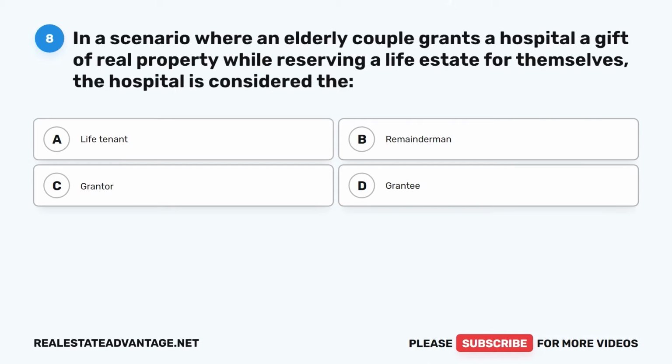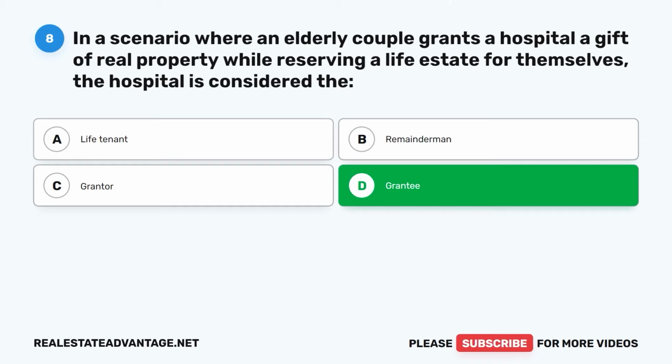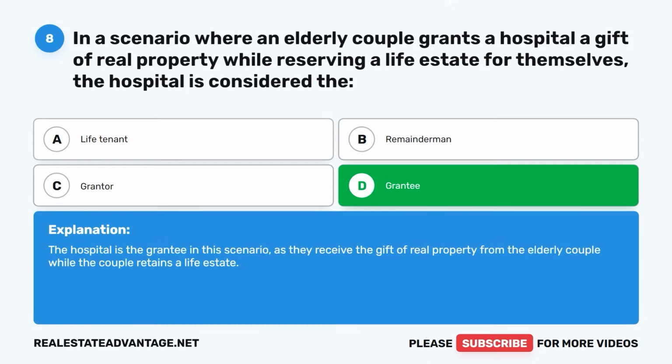Question 8. In a scenario where an elderly couple grants a hospital a gift of real property while reserving a life estate for themselves, the hospital is considered the: A. Life tenant, B. Remainder man, C. Grantor, D. Grantee. The correct answer is D. Grantee. The hospital is the grantee in this scenario, as they receive the gift of real property from the elderly couple, while the couple retains a life estate.